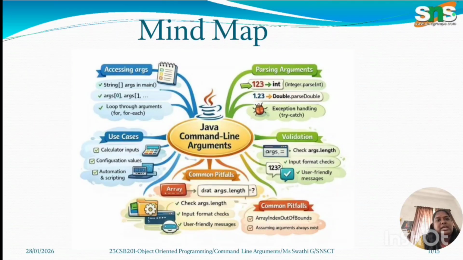Then we see the overall concept as a mind map. With command line arguments, we have accessing arguments and parsing arguments, and after parsing the arguments they are validated, and then common pitfalls in various programs, and use cases in various sectors.